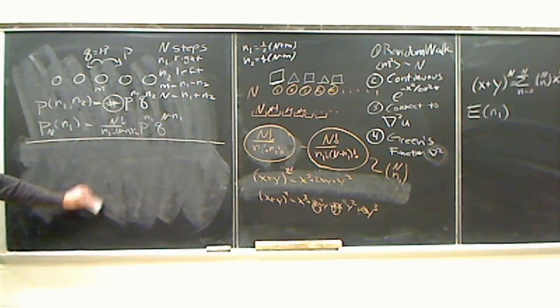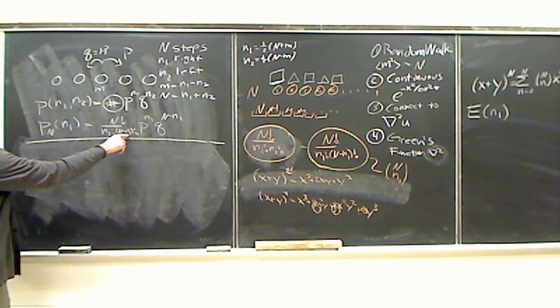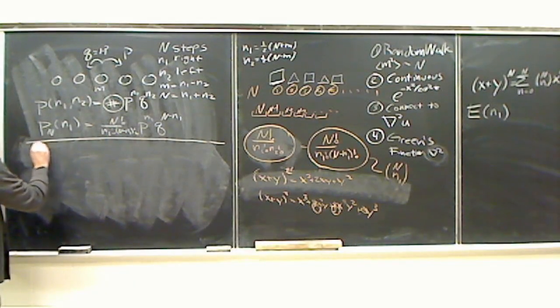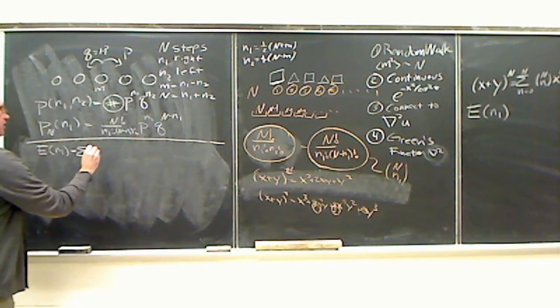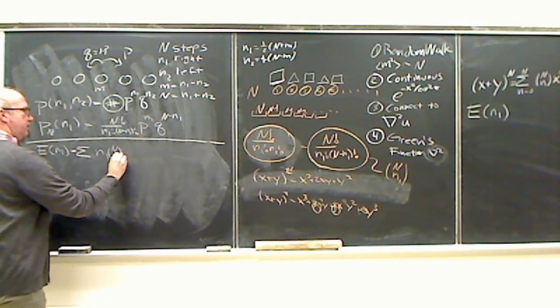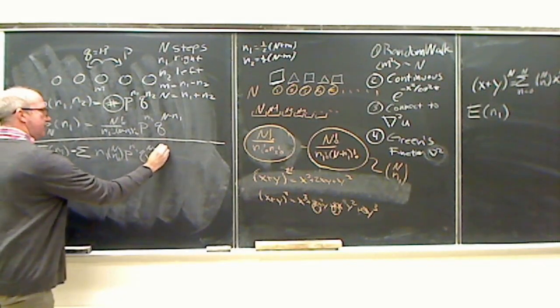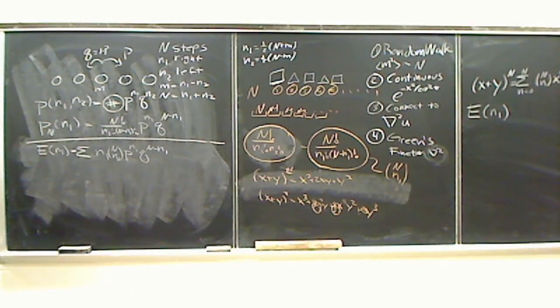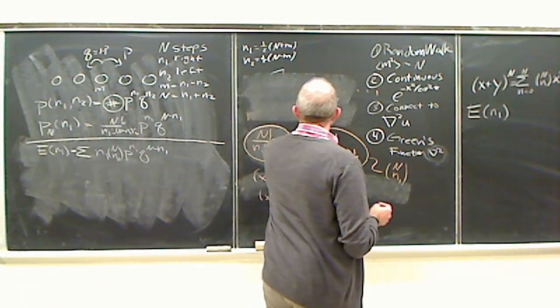So let's sort out what the expectation value of my position n1 is. So we're going to look for the expectation value of n1, which is going to be the sum of n1 times n choose n1, p to the n1, q to the n minus n1. Oh, I'm sorry, I skipped a bit. I'm going to put it over here. I don't need these things anymore.